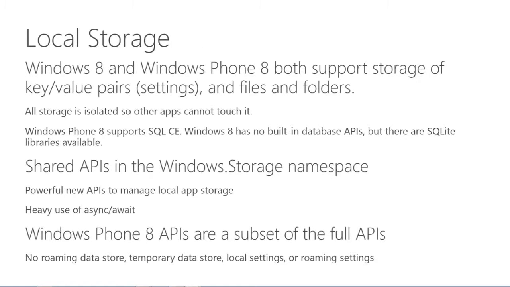But right now I want to talk about storage in general. So Windows 8 and Windows Phone 8 both support storage of key value pairs, settings, files, and folders, and so on. All of that storage is isolated, so any app, whether it's on Windows 8 or Windows Phone 8, cannot see any other app on that platform, on that PC. And that's just for security and for isolation purposes and so on.